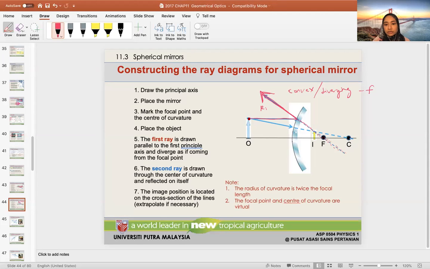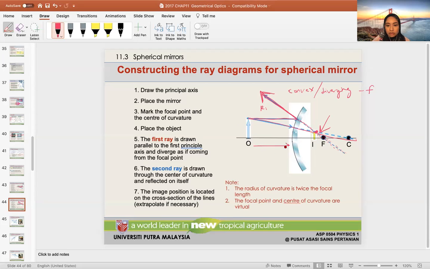Second ray is through the center of curvature back onto itself. So where does it intersect? I can't see it. So into center of curvature, back onto itself. So this is where you intersect. So that is where your image is. We started from the top of the object. We will get the top of the image. So that is your image.